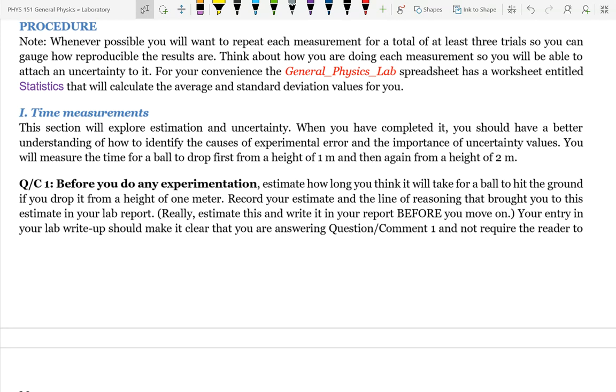And that way, people won't be able to say, oh, look, that's what the correct answer is. So you have on the laptop, once it's logged in, a Physics 151 folder. You double click on that. And in here, you're going to use the General Physics Lab spreadsheet and the timer.